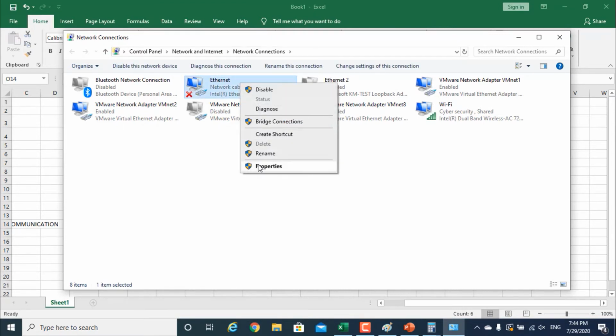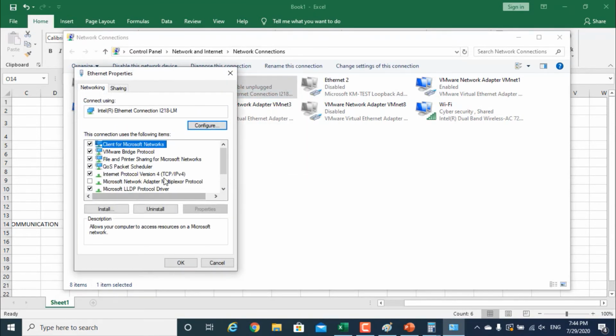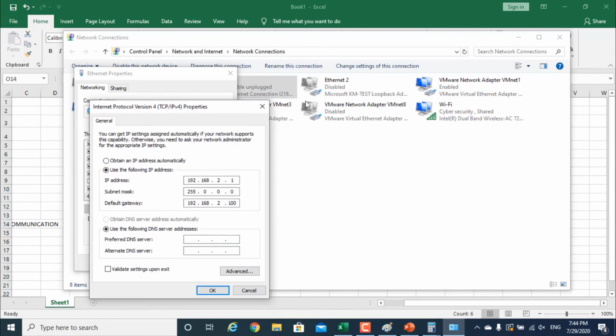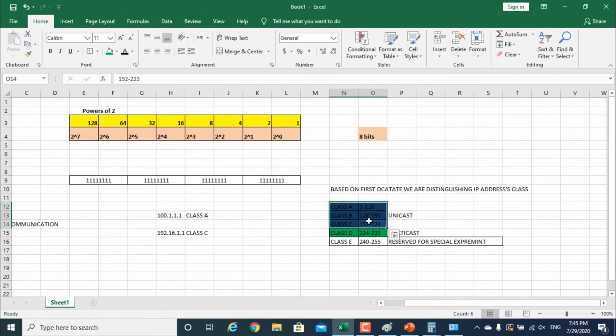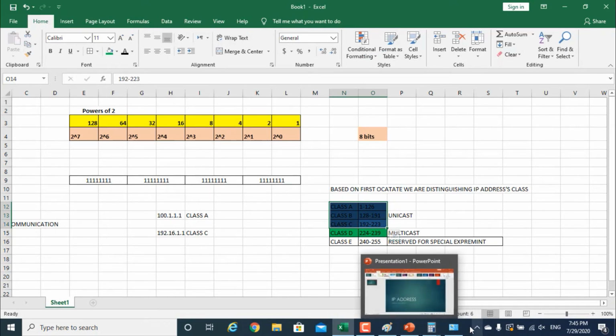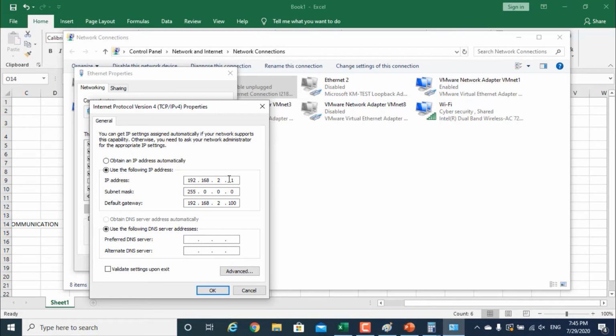So you're just going to their properties and set up IP version 4. Go to properties, and here you can assign from these classes. For example, I want to assign an IP address from class B, 128 to 191. So here what I'm going to do is delete this one and write, for example, 128.16.1.1.